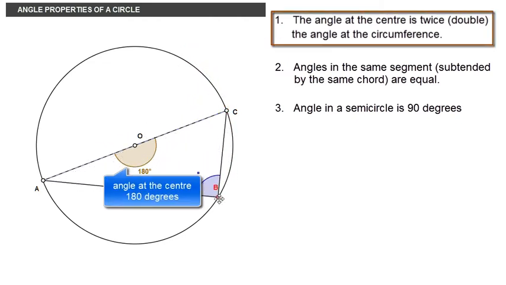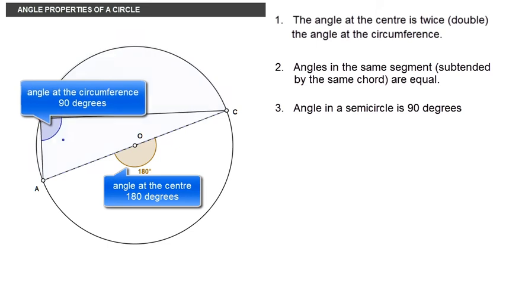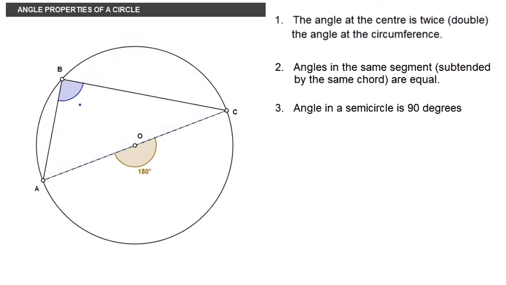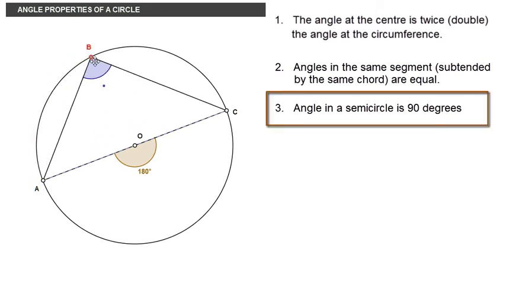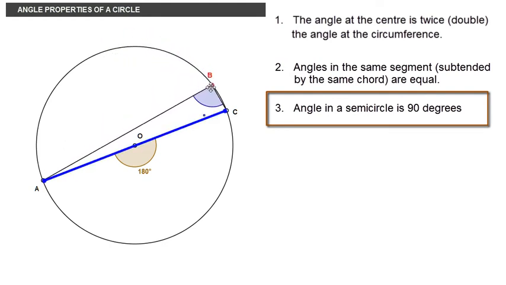Applying the first property results in the angle at the circumference, which is now inside a semicircle, being half, thus 90 degrees. Moving the point B anywhere on the circumference maintains the angle at 90 degrees due to the symmetrical properties of the circle. Therefore, the angle in a semicircle subtended by the diameter is 90 degrees.